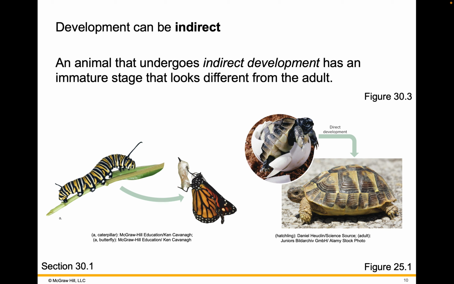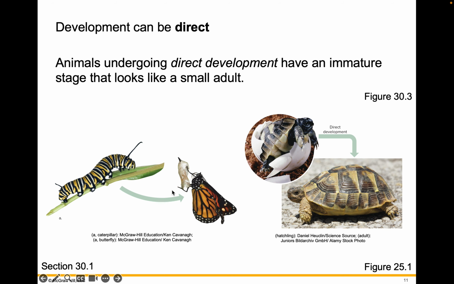Development can be indirect. An animal that undergoes indirect development has an immature stage that looks different from the adult, like a caterpillar changing into a butterfly. This is indirect development. Alternatively, development can be direct. Animals undergoing direct development have an immature stage that looks like a small adult, like with these turtles here, tortoises. Which do you think humans have? Do humans have indirect or direct development?